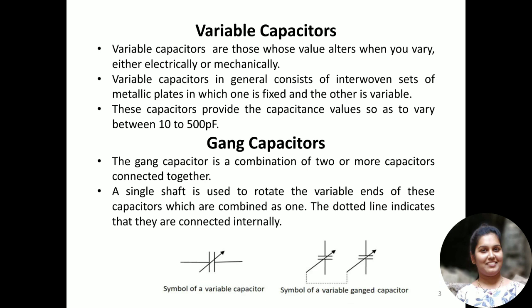In general, we know that capacitance is dependent on the relation C equals epsilon A by D. That is, capacitance is directly proportional to the area of the plates and inversely proportional to the distance between the plates, right? So the concept of variable capacitors is implemented by changing the area or by changing the distance between the plates of the capacitor. That is why, when you see a variable capacitor, I'll show you in the next slides.